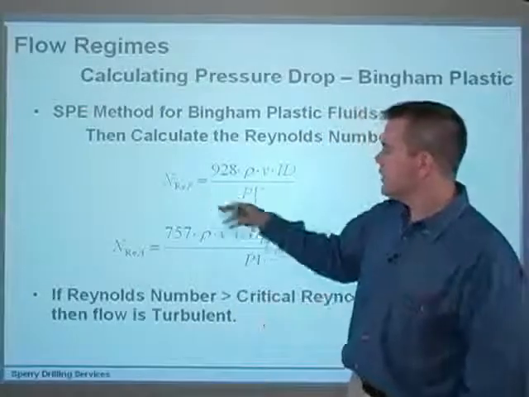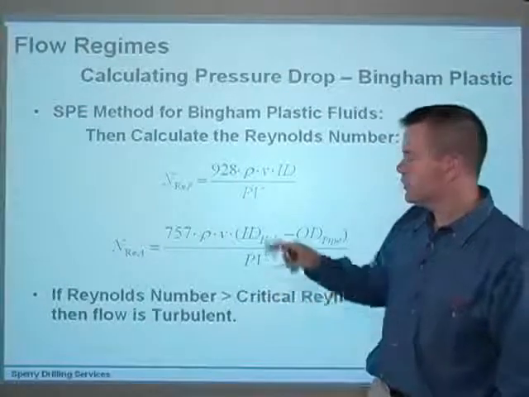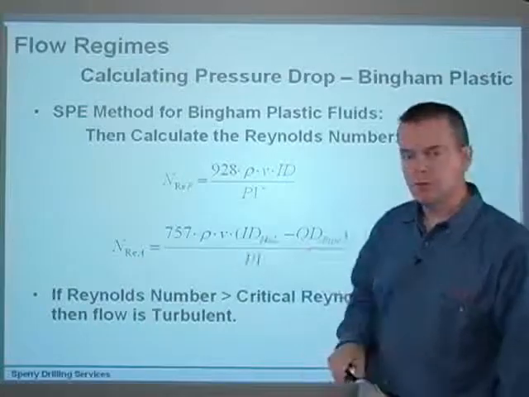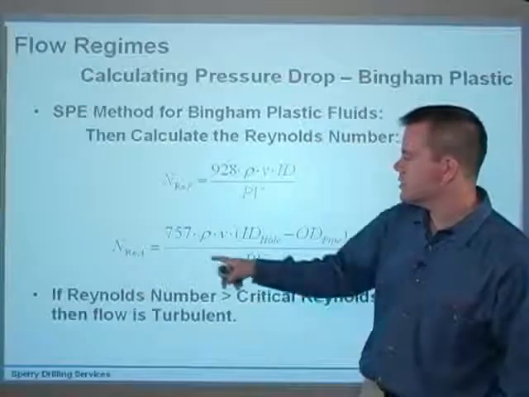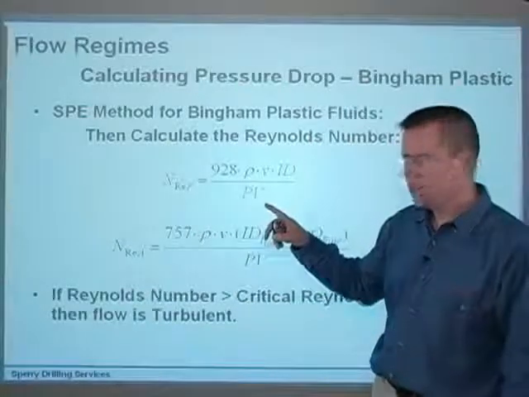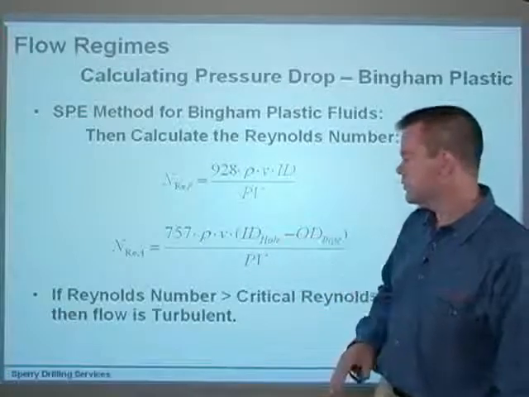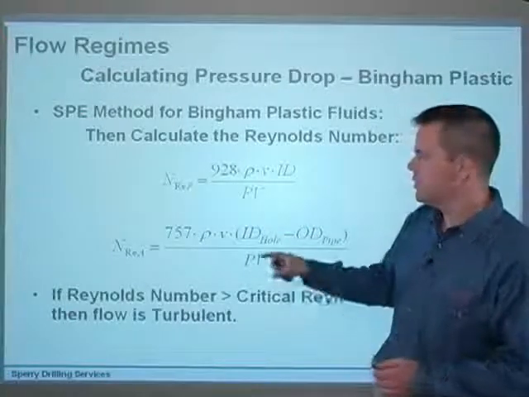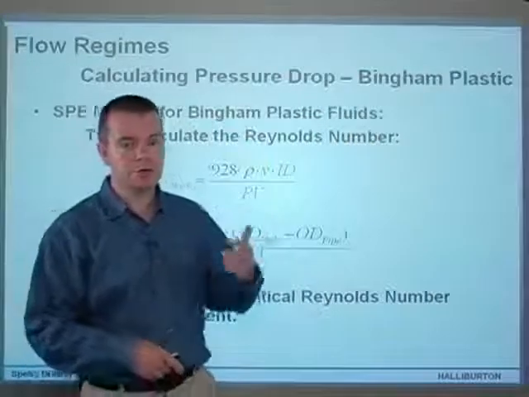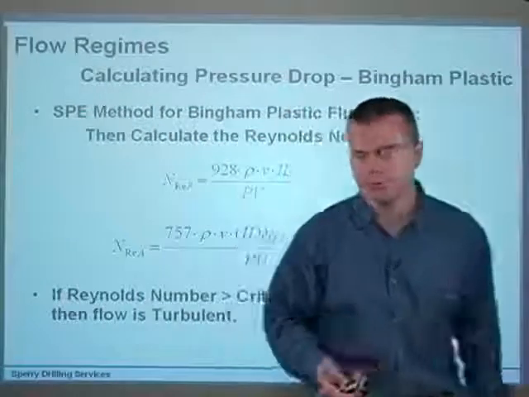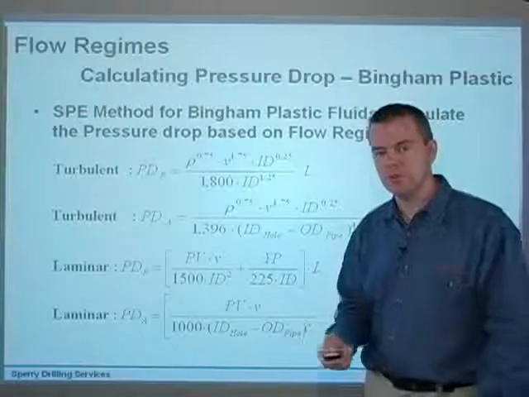The Reynolds number for pipe is basically density times fluid velocity times the ID of the pipe, divided by PV, all multiplied by 928 for inside the pipe. Inside the annulus, it's 757 times the density, velocity, and ID minus OD, the ID of the hole minus the OD of the pipe, divided by the PV again. So you've worked out your Reynolds number, and you can compare that to your critical Reynolds number. If the Reynolds number is greater than the critical Reynolds number, then the flow is turbulent. Simple as that.